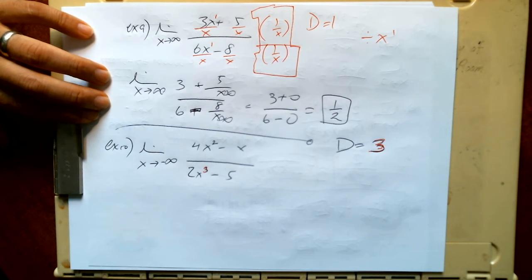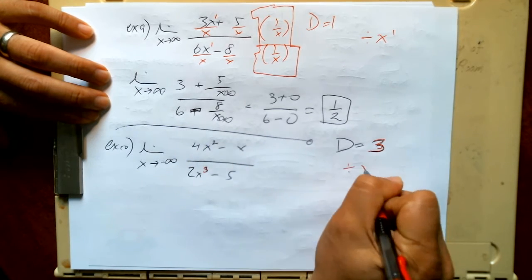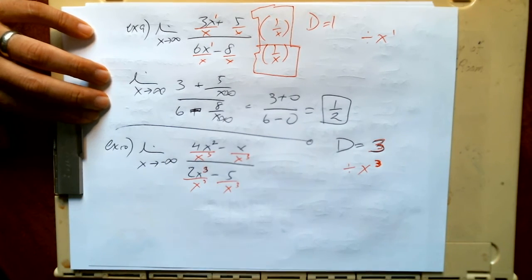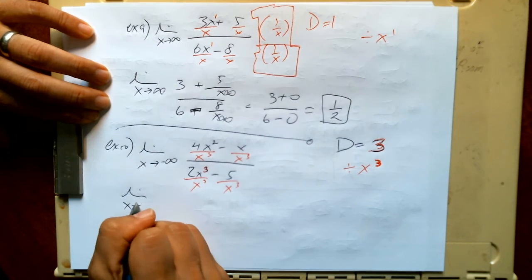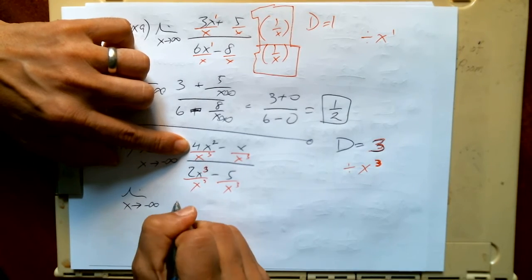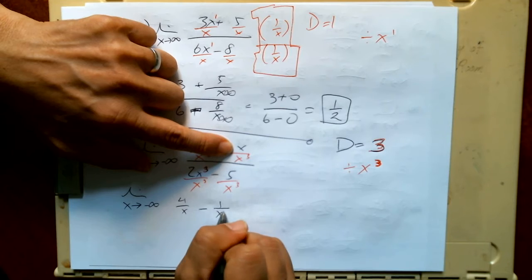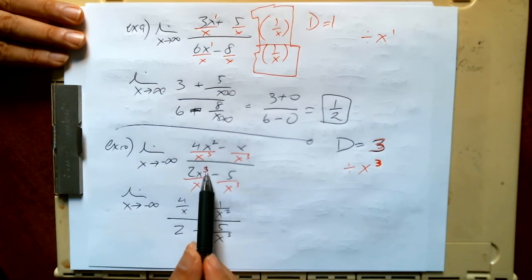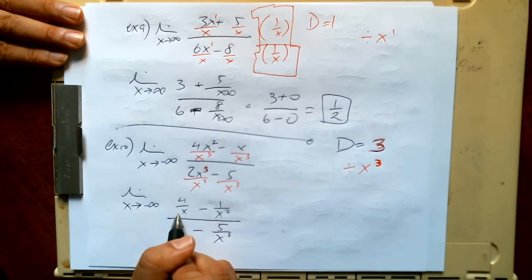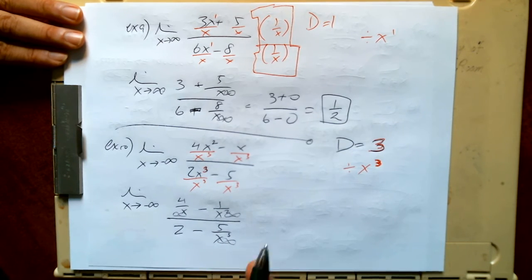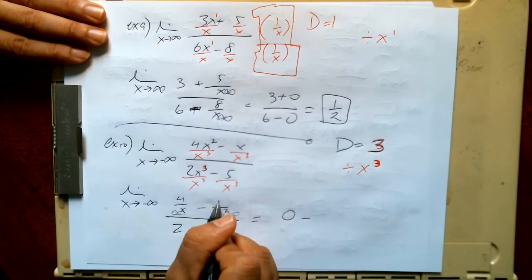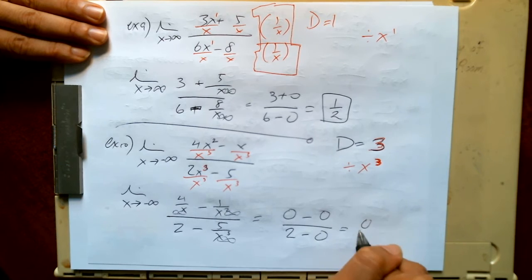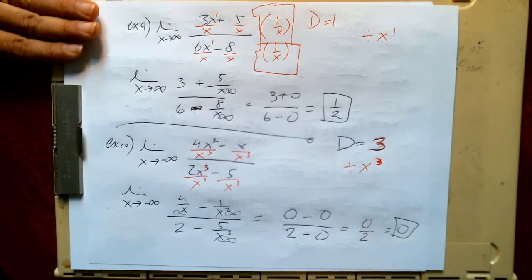So what are we going to do? I'm going to divide it by x to the third, x to the third, x to the third, and x to the third. So what do I end up with? Limit as x approaches negative infinity. Cleaning that up, I get 4 over x minus 1 over x squared, all over 2 minus 5 over x cubed. The x cubed cancels with just the coefficient. Now you can plug in infinity here, here, here, and that's it. 4 over infinity is 0, minus 1 over infinity is 0, 2 minus 5 over infinity is 0. You end up with 0 over 2, which is 0. All that for nothing, again.